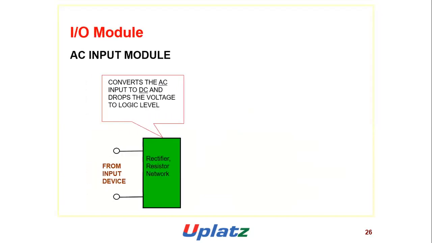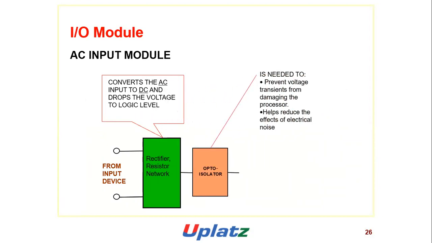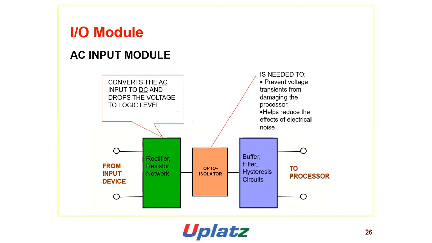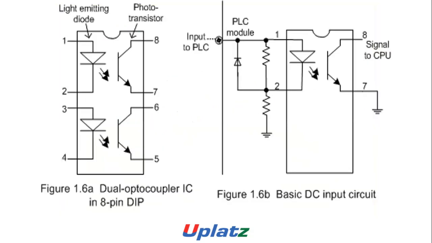The AC input module converts the AC input to DC and drops the voltage to logic level from the input device through a rectifier and processor network. Then an opto-isolator is needed to prevent voltage transients from damaging the processor. It helps reduce the effects of electrical noise. Then a buffer filter hysteresis circuit to the processor.